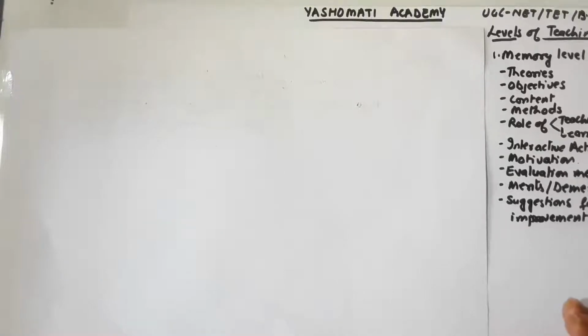Whenever some teaching is done, we have to decide how successful we have been in teaching. So we have to use some evaluation method to decide the success or failure of the method of teaching used. What could be the merits and demerits, and in the end we will also study how we can improve teaching at memory level, and we would like to make certain suggestions for the improvement of teaching at this level. So let us start with the topic.